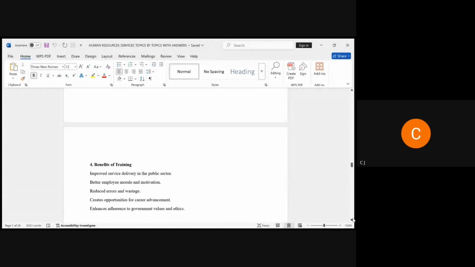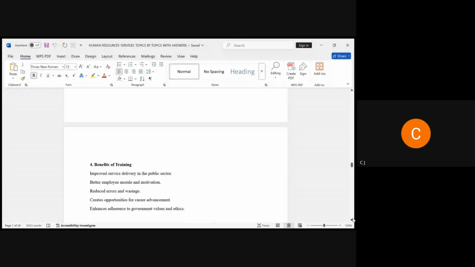For example, whenever an employee is inducted or trained in a certain area of his or her work, there will be reduction of errors and wastage. But if the employee is not trained in the area of his jurisdiction, there will be increased error and wastage because this employee is operating out of ignorance or lack of knowledge. So errors and wastage will skyrocket.